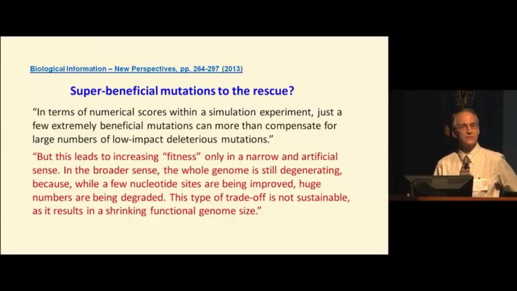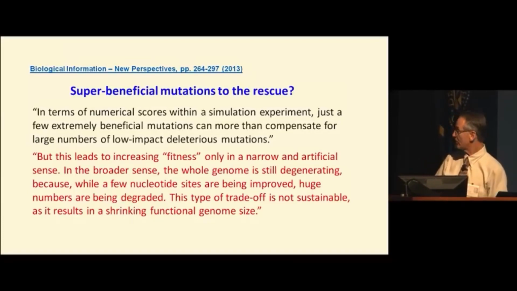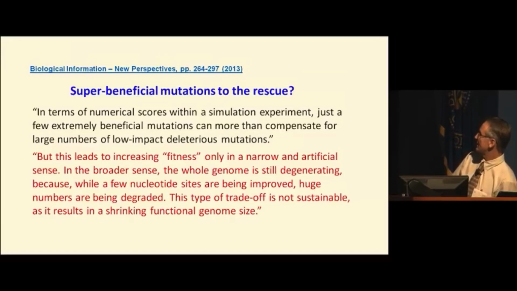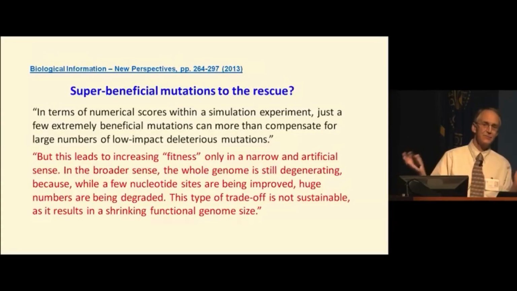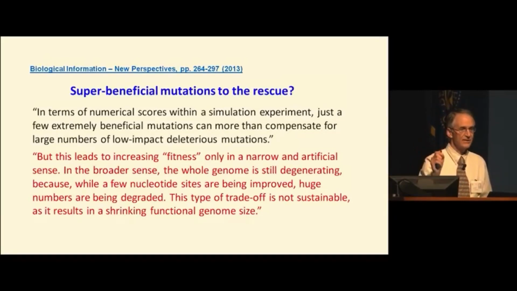You can go, okay, well, that's interesting, but that's just a few good mutations trying to balance out thousands of bad mutations. Is there a problem with that? The problem is this leads to increasing fitness only in a narrow artificial sense. In a broader sense, the whole genome is still degenerating, because while a few nucleotide sites are being improved, huge numbers are being degraded. This type of trade-off is not sustainable as it results in a shrinking functional genome. Basically, you're throwing out lots of information from lots of nucleotide sites, and you're trying to replace all that information with a single desirable point mutation. So that's something that we've been researching in depth.